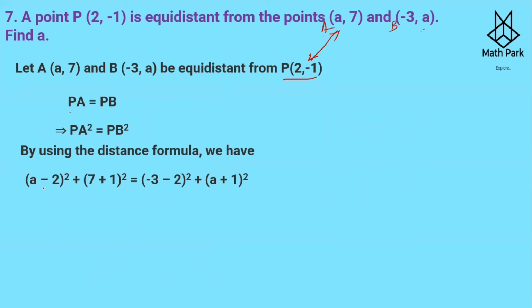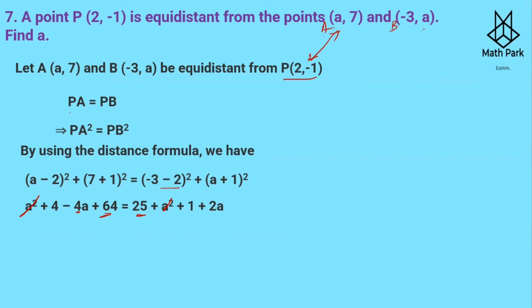Expand this using (a minus b) the whole square. You get a square plus b square minus 2ab. And a square plus b square plus 2ab. So a square plus b square minus 4a. 7 plus 1 is 8. 8 square is 64. Minus 3 minus 2 is minus 5. And minus 5 the whole square is 25. a square plus b square plus 2ab, we get this. This a square and a square get cancelled from both ends. So we have 64 plus 4 is 68.